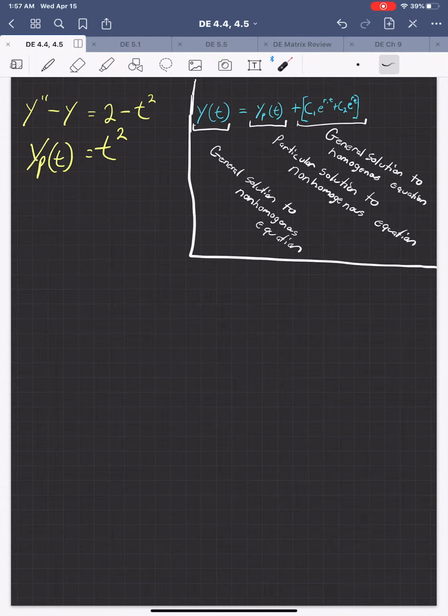So what I'm told is I have a particular solution to this second order differential equation. And what I'm trying to do, remember, our job is to find the general solution.